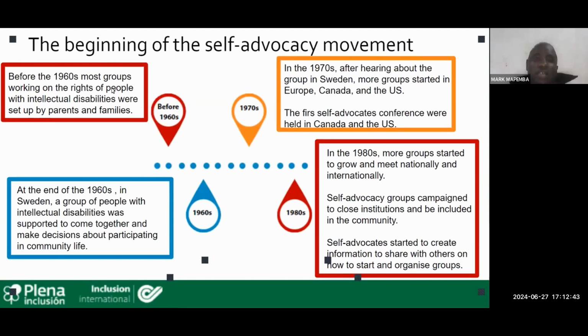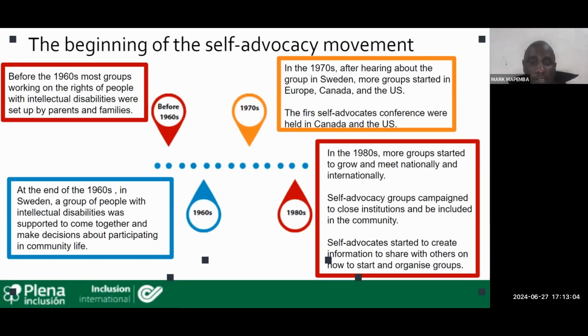So, in the beginning of the self-advocacy movement, before 1960, most groups working on the rights of people with intellectual disability were set up by parents and families. At the end of the 1960s in Sweden, a group of people with intellectual disability was supported to come together and make decisions about participation in community life. In the 1970s, after hearing about the group in Sweden, more groups started in Europe, Canada, and the U.S. The first self-advocacy conference was held in Canada and the U.S.